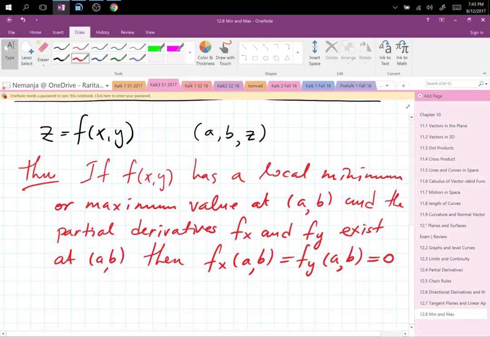So we'll have to have a method with which we are going to determine whether it's a min or a max or the saddle point, and we are going to use the second derivative, and this is where the mixed partial derivatives come into play. So we'll have that as well.